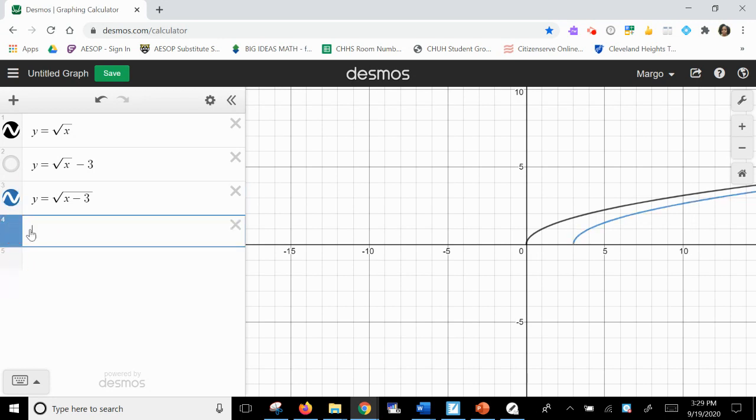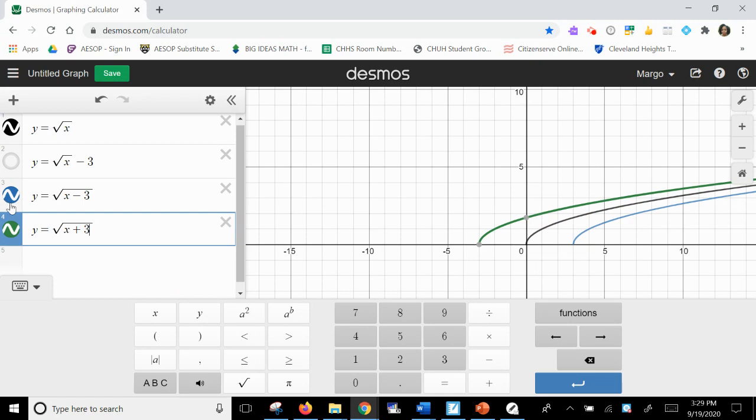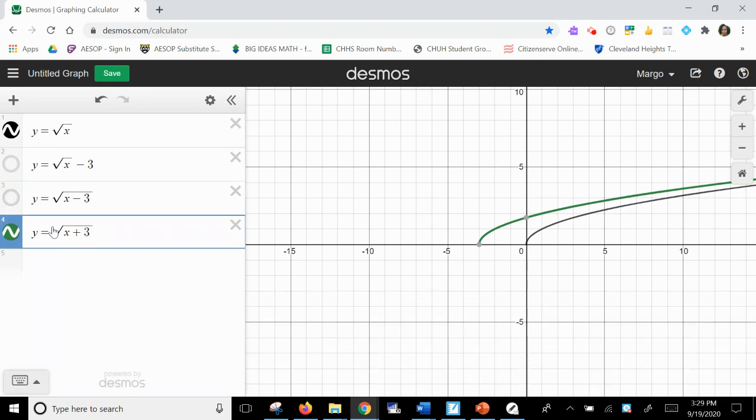What if it was a plus instead of a minus 3? Y equals square root x plus 3. See the difference? So x plus 3 made it move left 3. For x minus 3, it went to the right 3. See the difference? The green one is x plus 3. The blue one is x minus 3. The black one is the mother. It's at 0, 0.